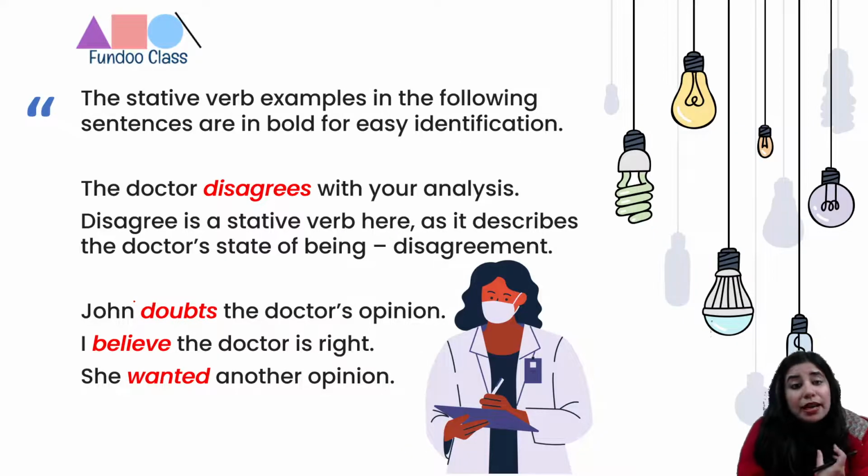Now John doubts the doctor's opinion. So again, doubting is a state. It's a mental state and has nothing to do with action, right? I believe the doctor is right. She wanted another opinion. So if you take a look at all these four statements, you'll understand that these are stative verbs, mostly talking about a state of being, right? Disagreement, doubting, believing, needing, or wanting, right?